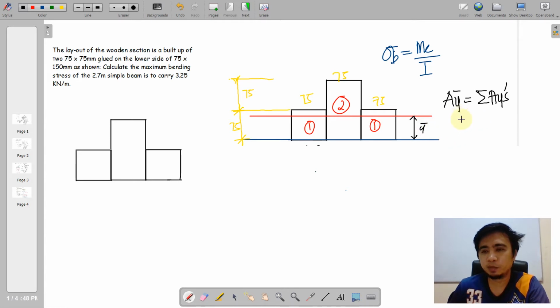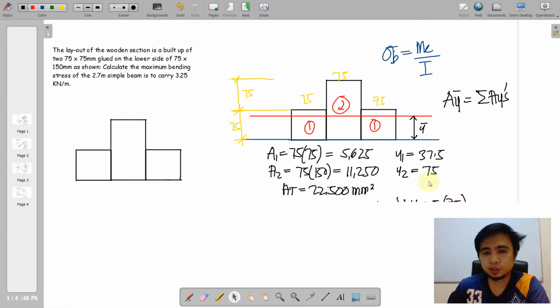The total area times y bar is equal to the summation of the area times y, or the vertical distance of each of those composite areas' centroid up to your reference line.